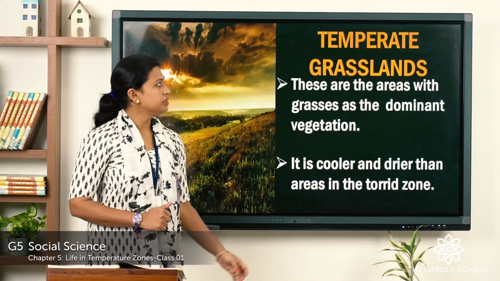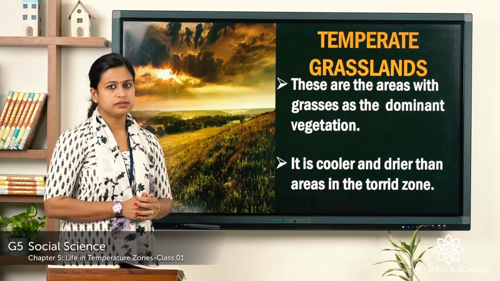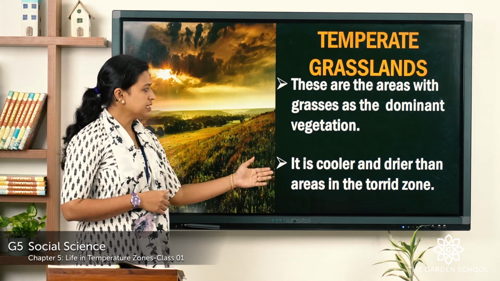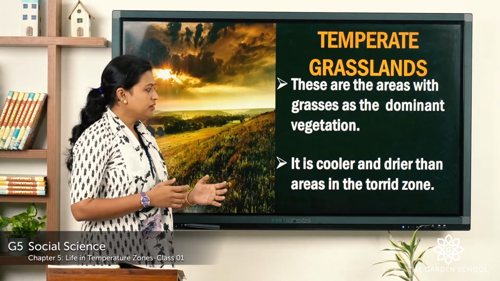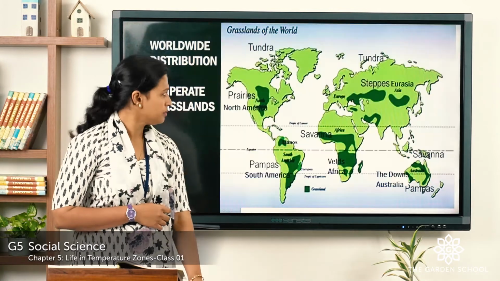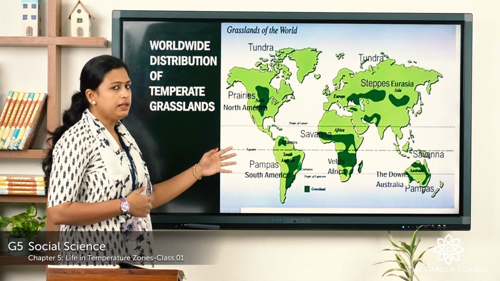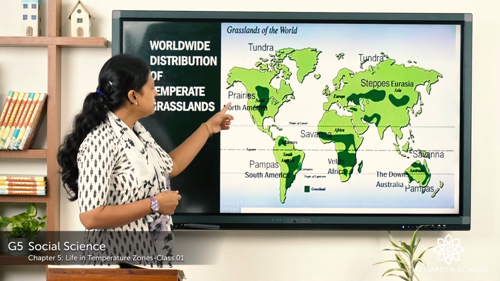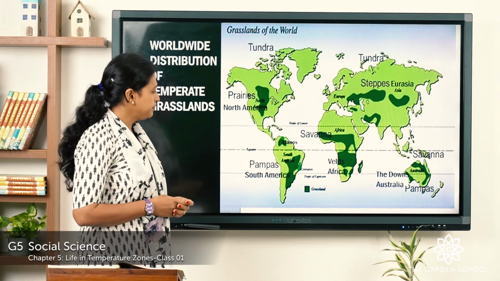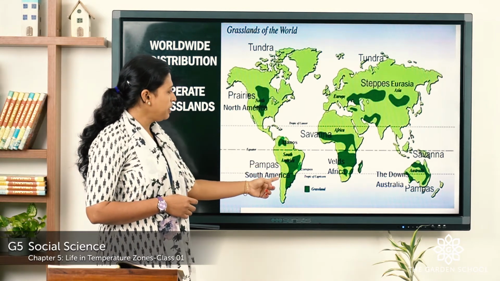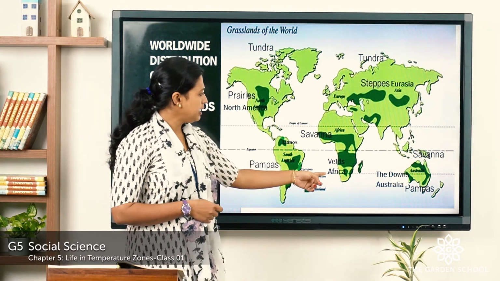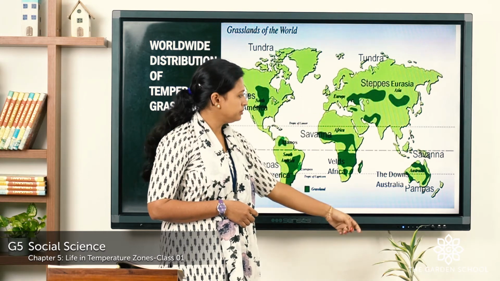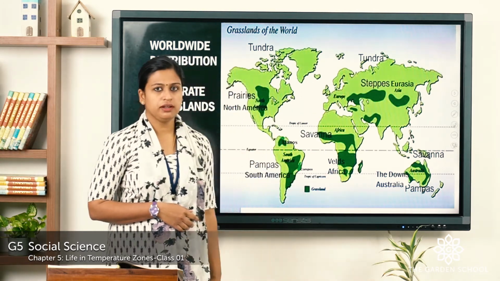We will learn about temperate grasslands. So, these areas are always covered with grasses and it is cooler and drier than the torrid zone. This is the worldwide distribution of temperate grassland. You can see here prairies in North America continent, pampas in South America continent, veldts in Africa, the steppes in Eurasia, the downs in Australia.